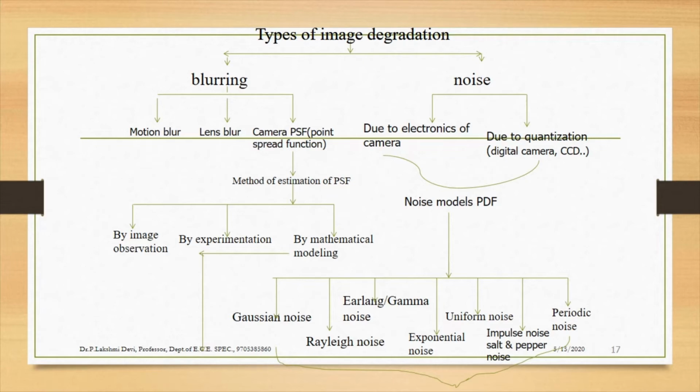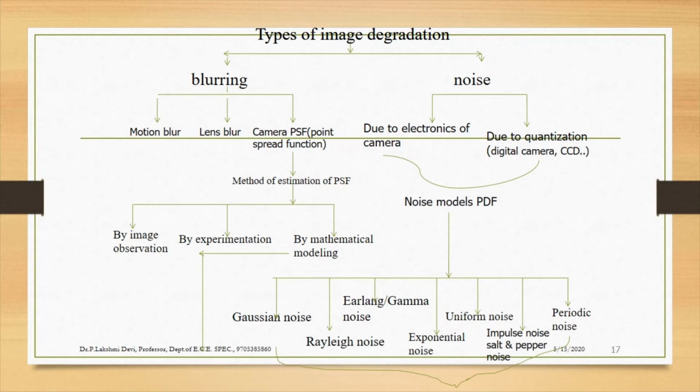Then coming to the noise here on the right hand side, that is degradation due to noise. Again, that will be divided into two types. One is due to the electronics of the camera. Due to electronics of the camera means the camera consists of many operations at the time of capturing, that is converting physical energy into electrical energy. That is where the basic photodiode principle occurs.